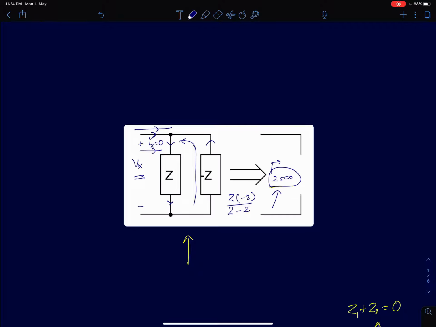So therefore, as far as the voltage Vx is concerned, this combination of impedances Z and minus Z is going to look like an open circuit. So the impedance will be infinity. So this is the result we'll be using throughout this analysis.